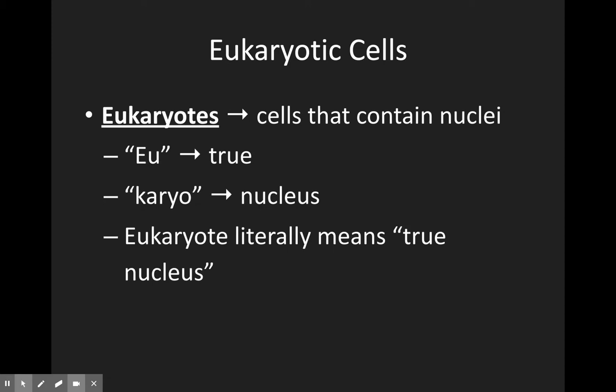So things that are eukaryotic, or things that are referred to as eukaryotes, have eukaryotic cells. So they are cells that contain nuclei. Eu means true, karyo means nucleus. So eukaryote literally means true nucleus. So you can automatically think eukaryote, there's a nucleus.